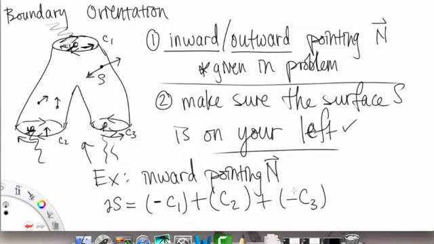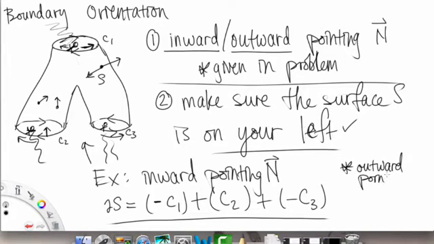Also, as a side note, because we were given an inward pointing normal, we determined these signs. If we were given an outward pointing normal, all of the signs would switch. Then our boundary of S would be positive C1 minus C2 plus C3. So the signs change when you change inward to outward or outward to inward. Now let's go over a new topic.